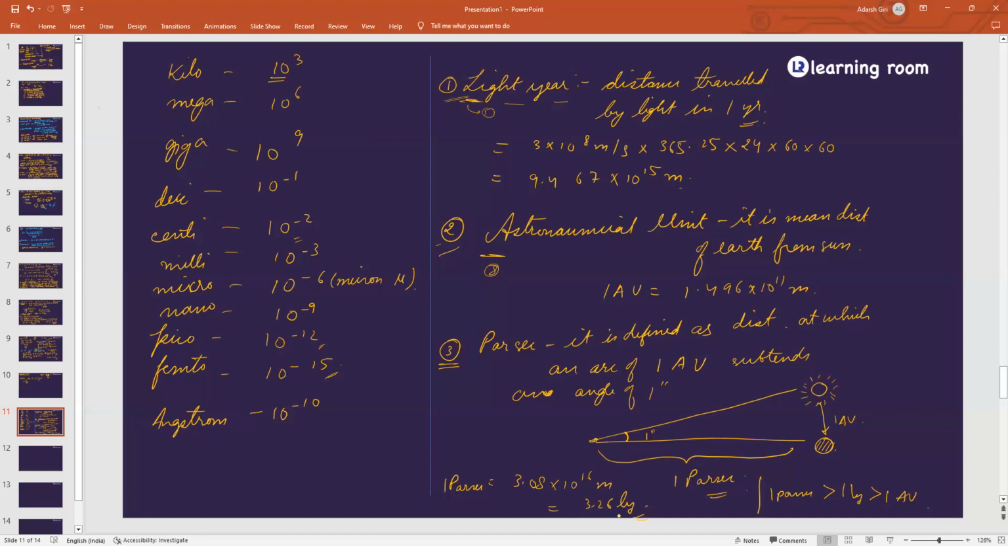Shall I tell you that value, or you can do it yourself? Okay, I'll tell you. 1 light year is 6.3 into 10 raised to the power 4 times 1 astronomical unit. This is another relation. And now you can relate this and this to get the relation between parsec and astronomical unit, right?